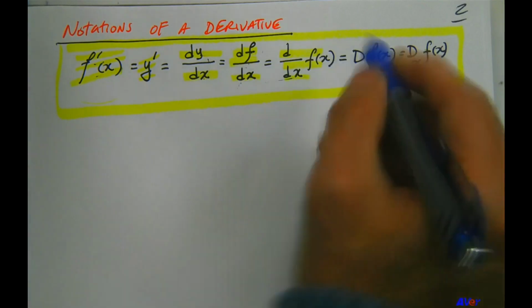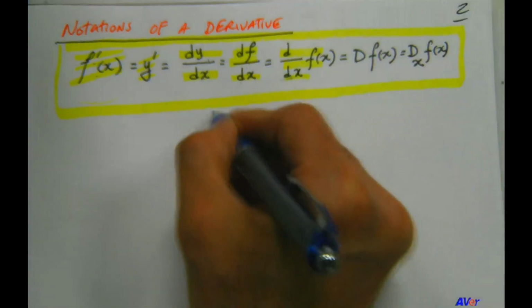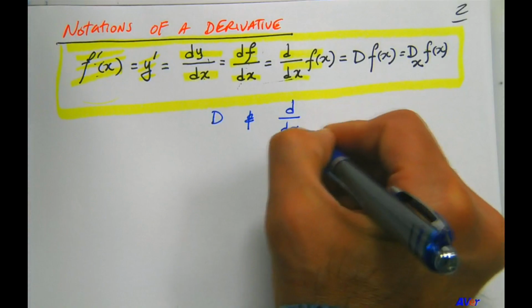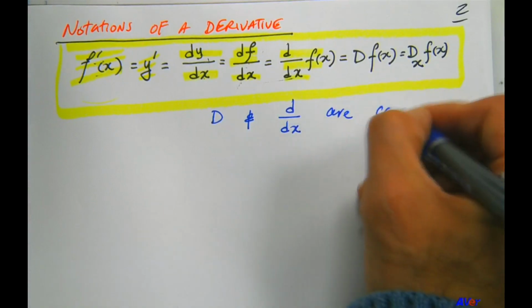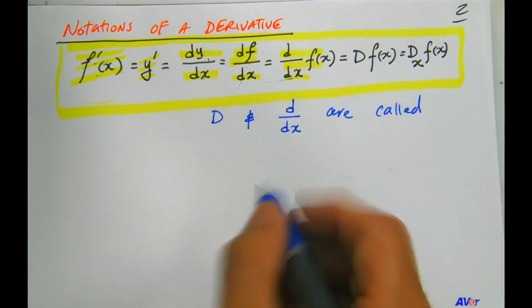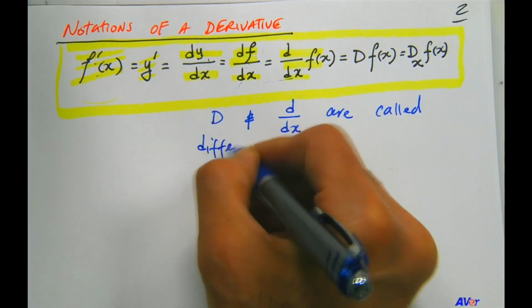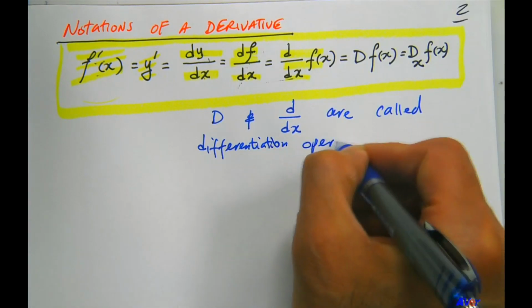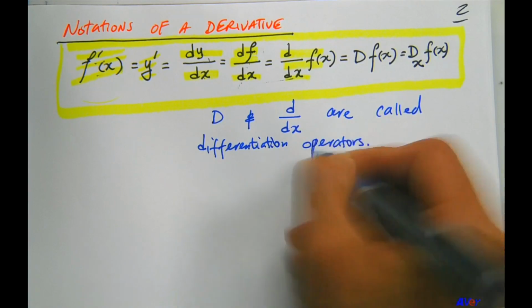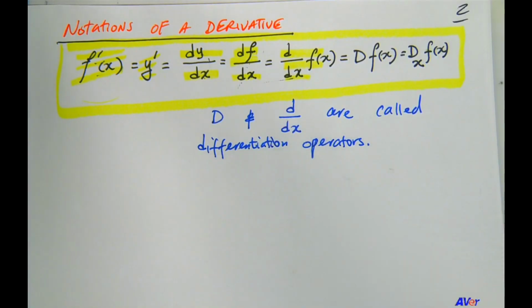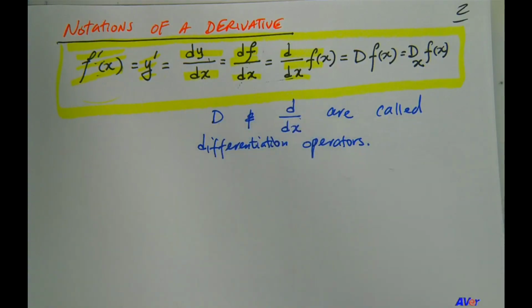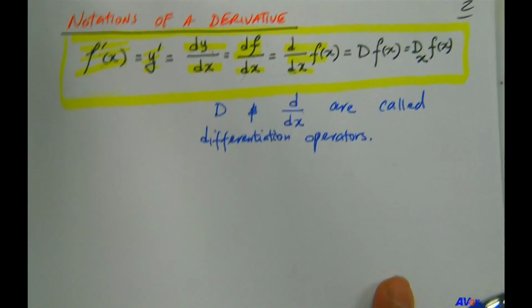And just to be clear, d and d over dx are called differentiation operators. Okay, so this is especially useful when you're attending a lecture and somebody talks about differentiation operators, then you know they're talking about those symbols.